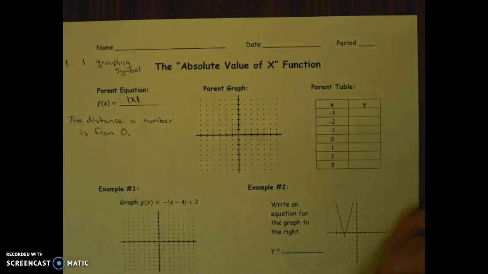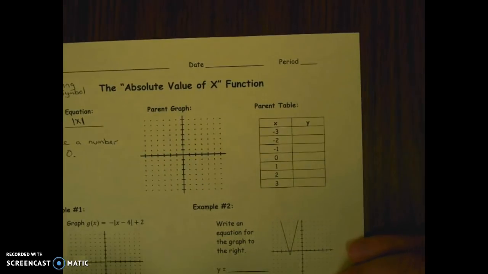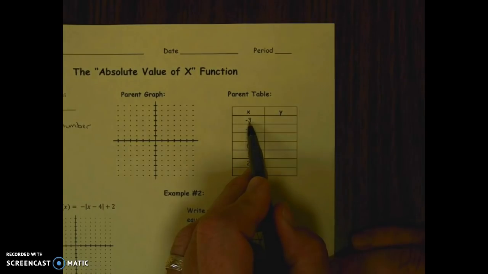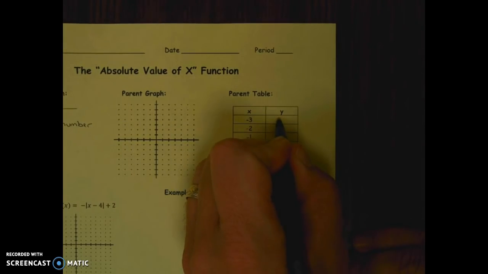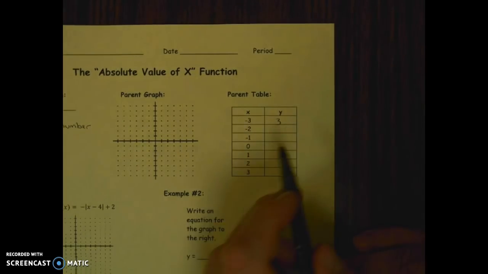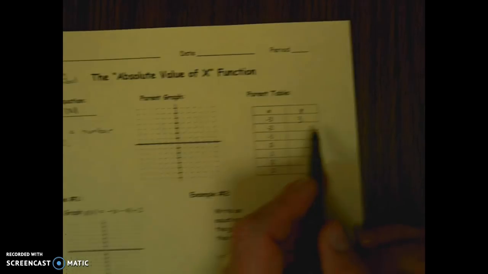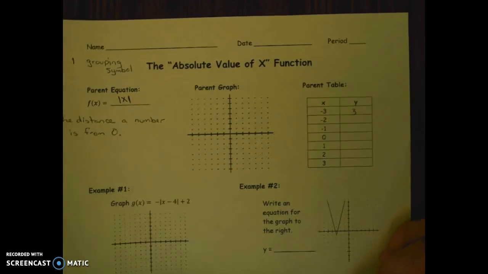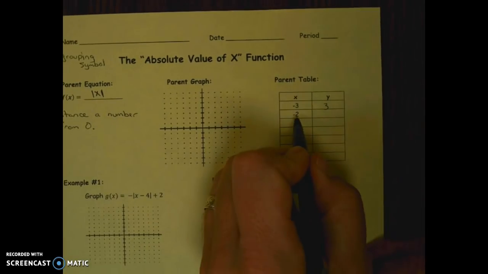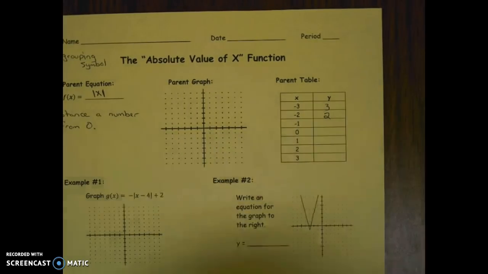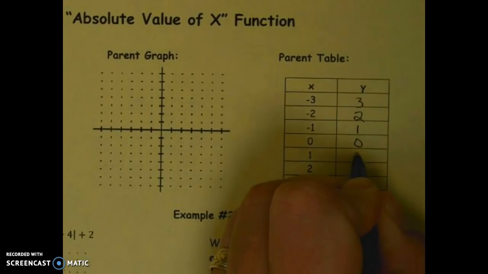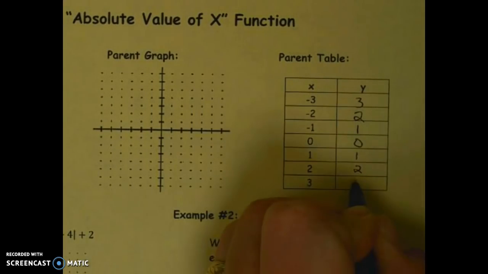Okay, so let's go over here to our table, and we'll start off here with -3. The distance -3 is from 0 is 3 units. Now we represent distance as a positive number. So when we take the absolute value of a number, it's going to be positive. So let's continue to fill this in. So the absolute value of -2 is 2. Okay, and so on. Absolute value of all of these numbers are positive.